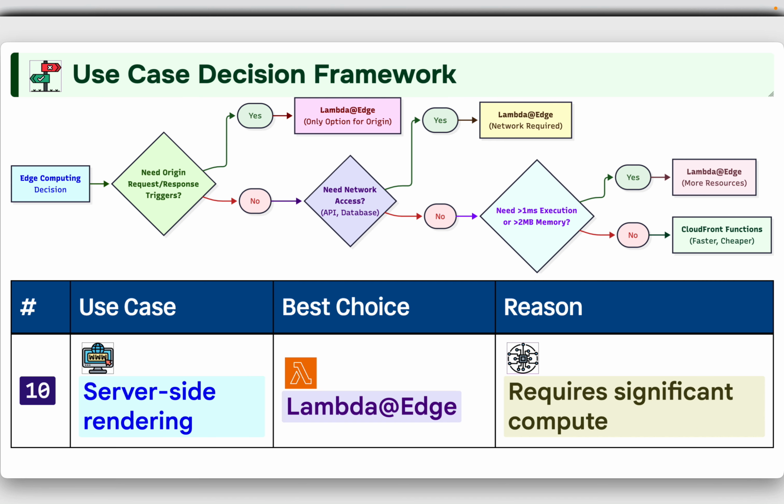If you need any server-side rendering, use Lambda at Edge. Rendering full HTML pages requires significant compute time and memory. So if you need more execution time or more memory, you will have to use Lambda at Edge.